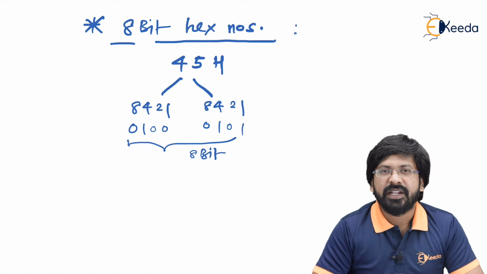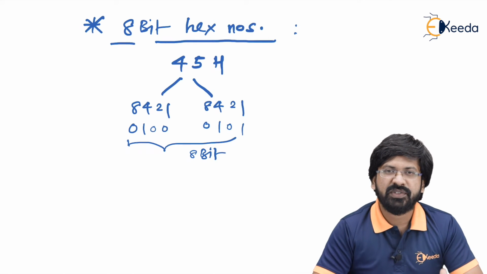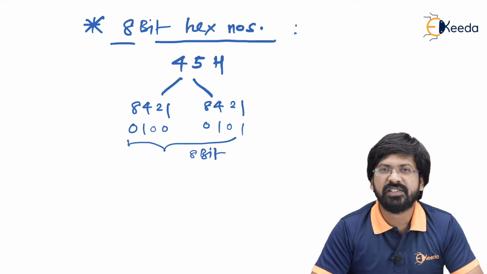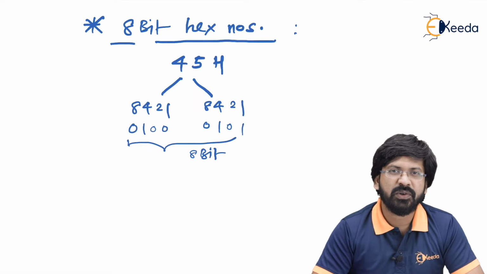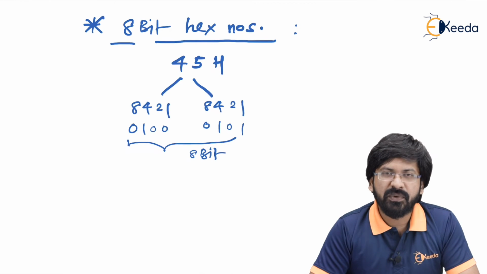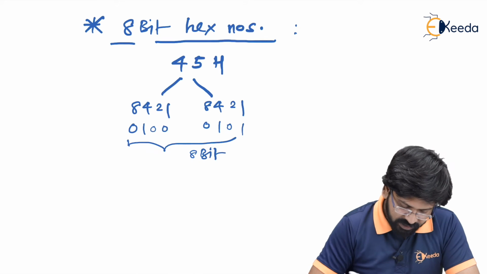What does that mean? 8 bit number means hexadecimal number having 2 digits, right? That is 4 and 5 are 2 digits. So every hexadecimal number having 2 digits is recognized as 8 bit hexadecimal number. I'm sure you understood this, because every hexadecimal digit gives you 4 binary bits. Of course, 2 digits will give you 8 bit.